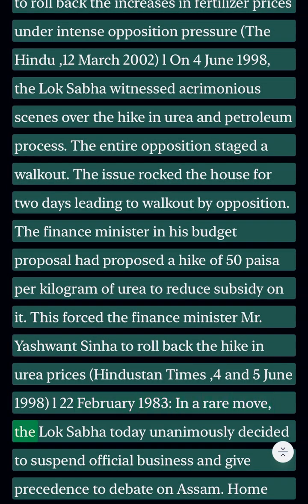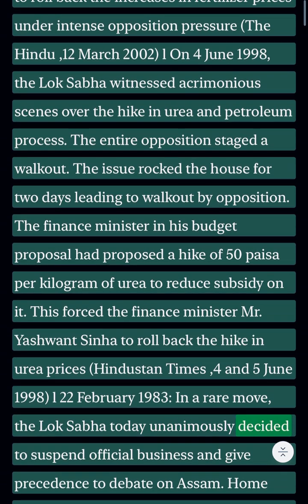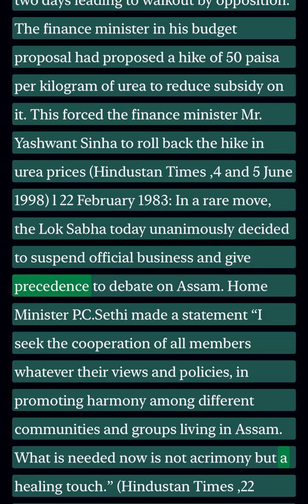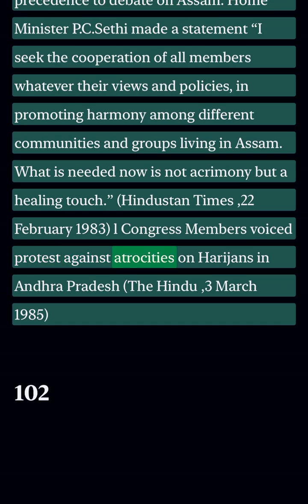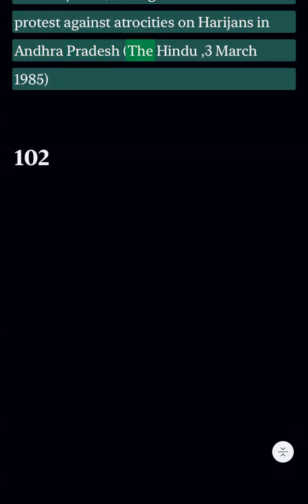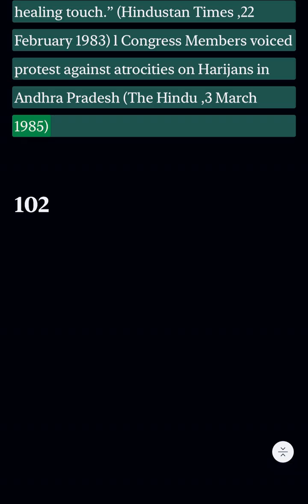The 22nd of February 1983. In a rare move, the Lok Sabha today unanimously decided to suspend official business and give precedence to debate on Assam. Home Minister P.C. Sethi made a statement: I seek the cooperation of all members, whatever their views and policies, in promoting harmony among different communities and groups living in Assam. What is needed now is not acrimony, but a healing touch. Hindustan Times, the 22nd of February 1983. Congress members voiced protest against atrocities on Harijans in Andhra Pradesh. The Hindu, the 3rd of March 1985.